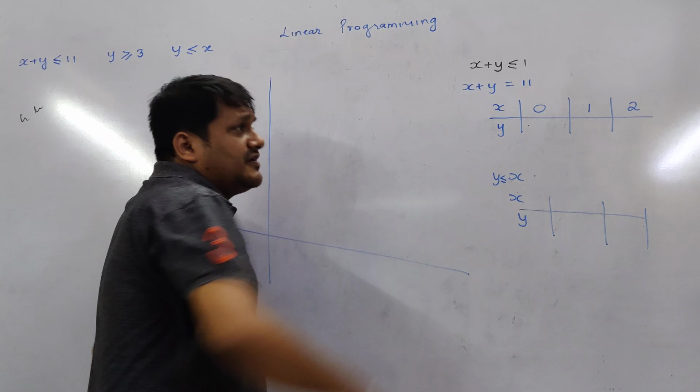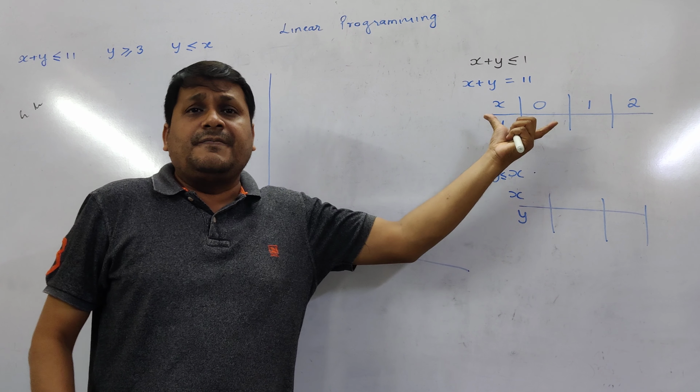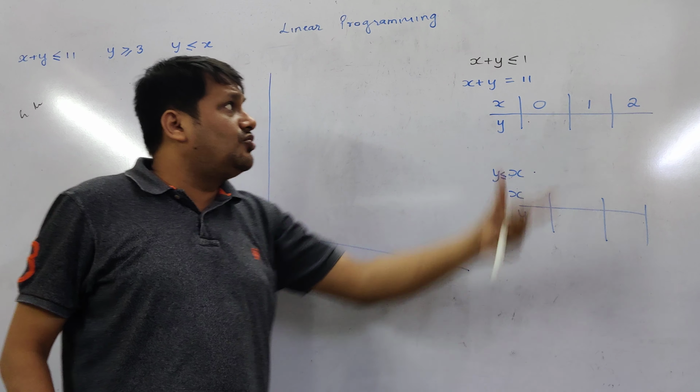Basically, to plot a graph, you have to make a table or a grid. At least 3 points you have to take. For x plus y is equal to 1, for example, we take a question x plus y greater than or less than. These are the signs you will get. My question says x plus y less than equal to 11. So I will first find the table and plot x plus y is equal to 11.